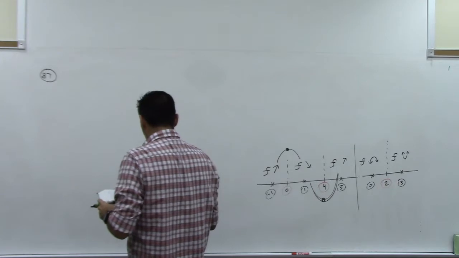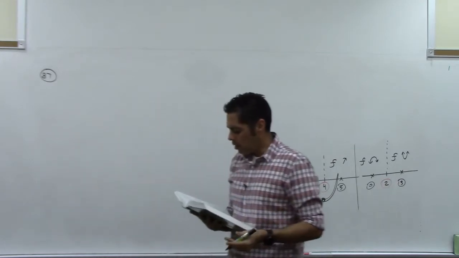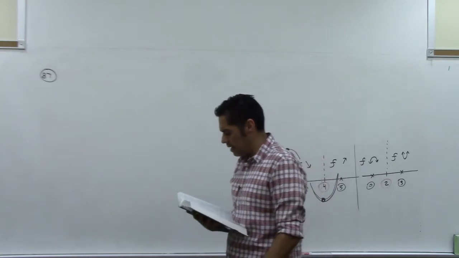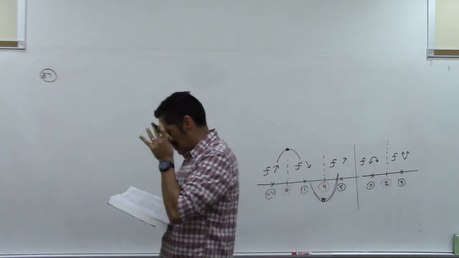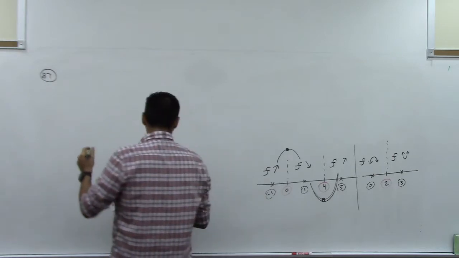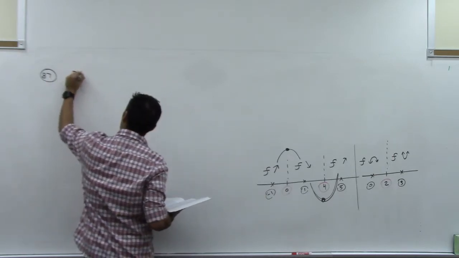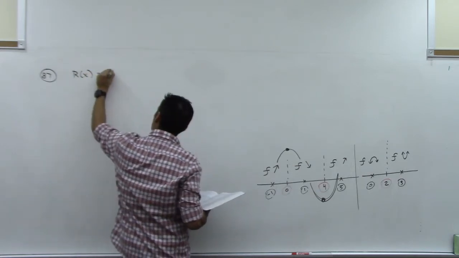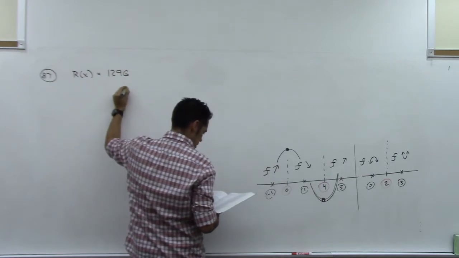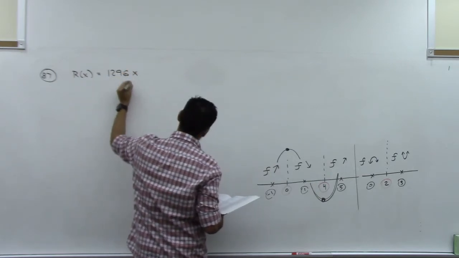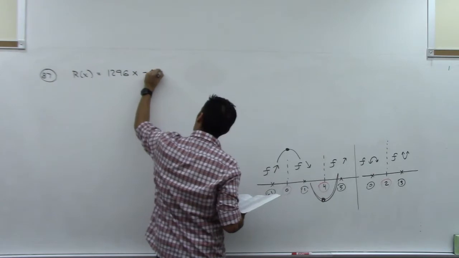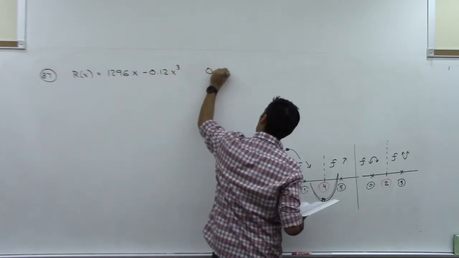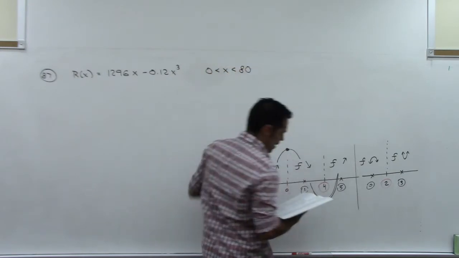All right, number 87. So it talks about a marketing research department. They come up with this price demand equation, and then from that they're able to determine what their revenue function is. So the revenue function, they give it to you right here, is 1296x minus 0.12x cubed. They say that this is good for any x value 0 to 80.